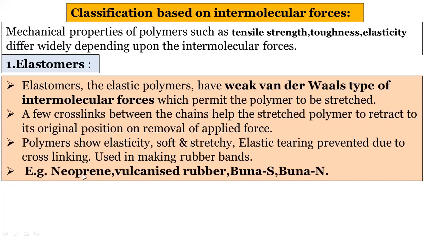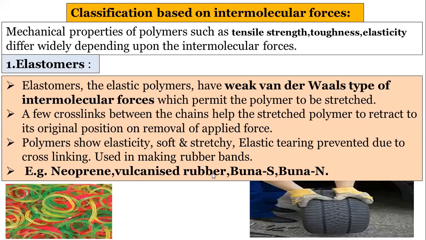These are the examples of elastomers: neoprene, this is a vulcanized rubber. All these are synthetic rubbers. Then Buna-S, Buna-N, all these are examples of synthetic rubbers. All these are prepared in a laboratory. In the next part, I will explain what is meant by vulcanized rubber.